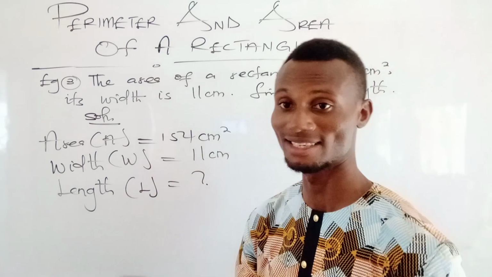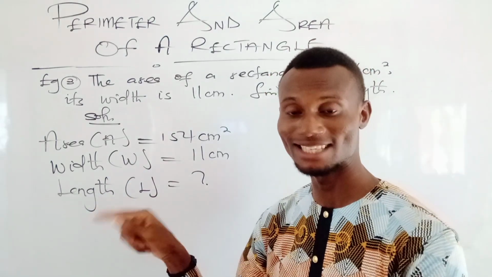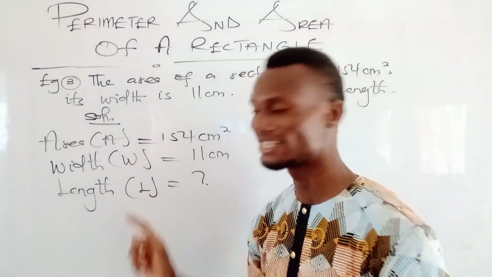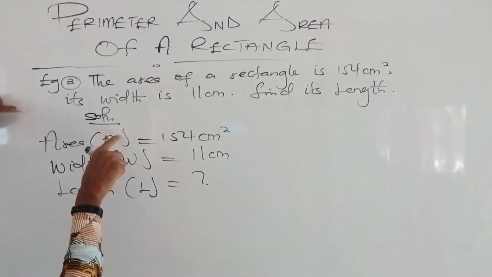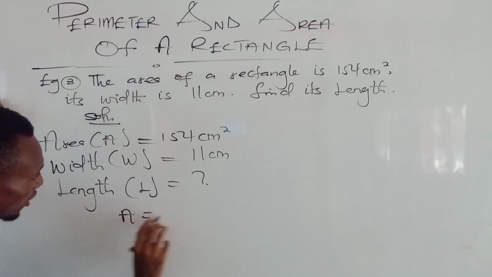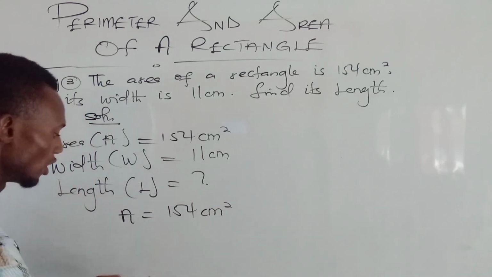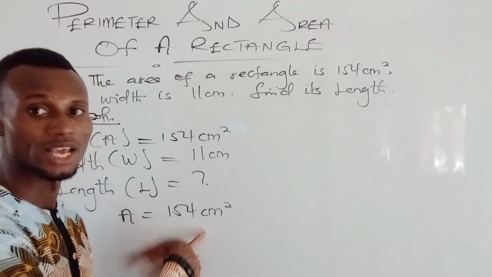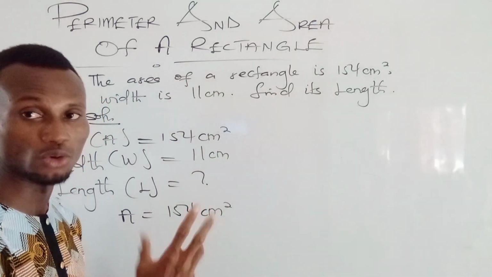Because we know that the formula for finding the area of a rectangle is length times width. So it means when we go into the area, the length that you are looking for, we can get it from it. So let's come to the area. We have our area, A, equals 154 centimeter square. Now let's not work with the unit. Let's clean the unit from there and solve it. Then our final answer will bring the unit so that you don't get confused.